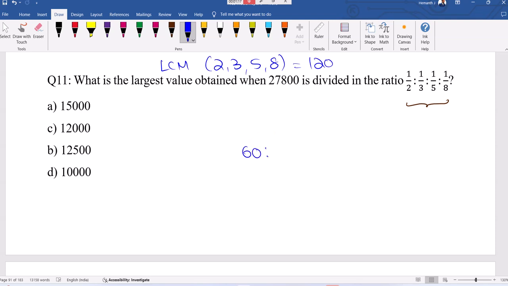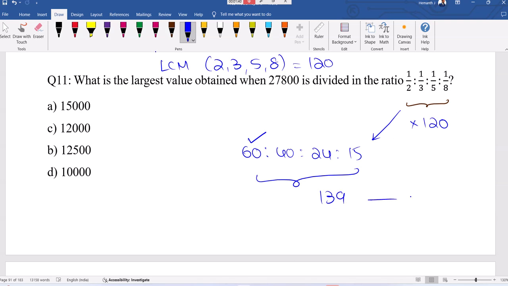So multiply every term with 120. 120 divided by 2, 120 divided by 3, 120 divided by 4, 120 divided by 5. Now the question is the largest value. What is the total here? 60, 40, 100, 139. 139 and 278 is multiplied with 2. This is 200. The largest one is 60 into 200, which is 12,000. The largest value here is 12,000.